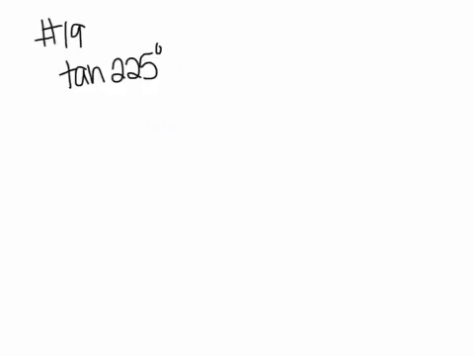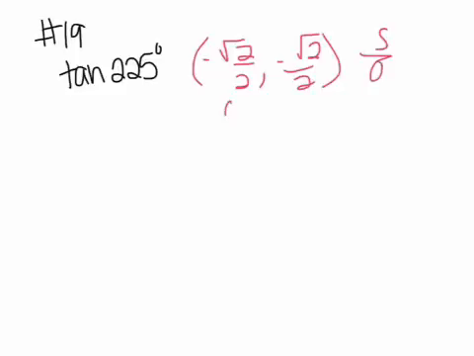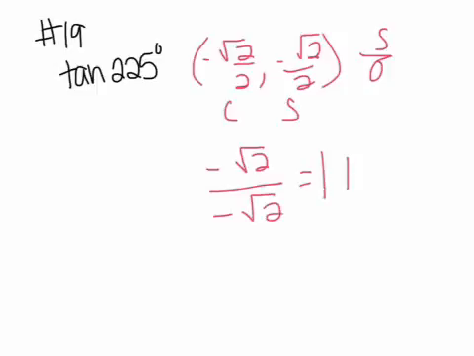Tangent of 225. I go to the unit circle, and at 225, my terminal point is negative rad 2 over 2, comma negative rad 2 over 2. Tangent is sine over cosine. So it's negative rad 2 over 2 divided by negative rad 2 over 2, which equals 1.